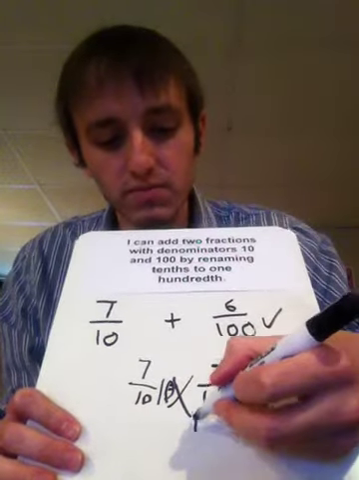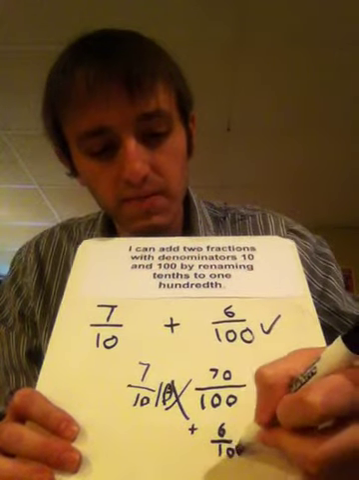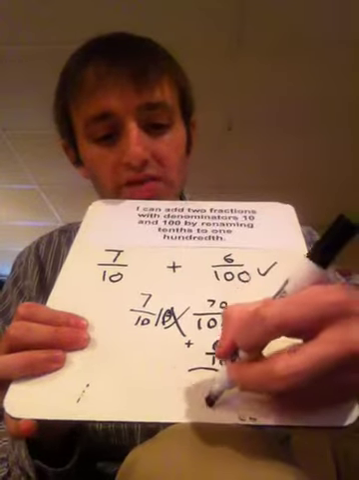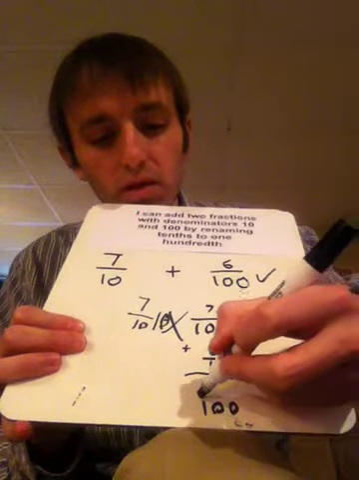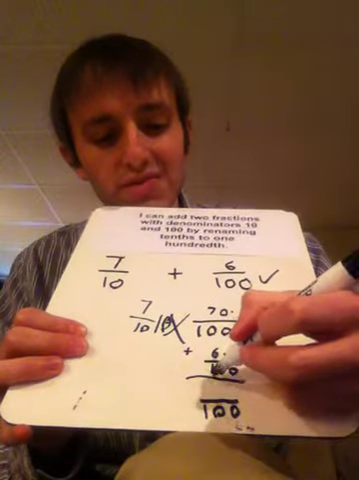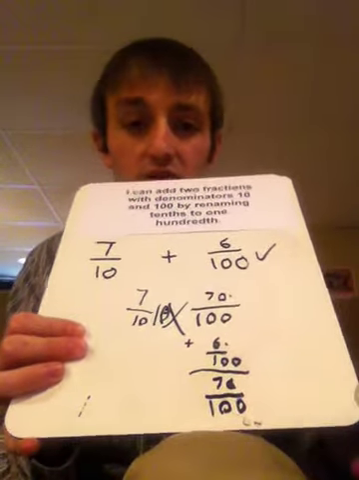So if we're adding them, just write your 6 over 100 right underneath it. We know our answer is going to have a denominator of 100. All we have to do now is add our numerator plus our numerator, which is 70 plus 6, which is 76 over 100. Okay, let's try another one. Let's try one with some wholes.